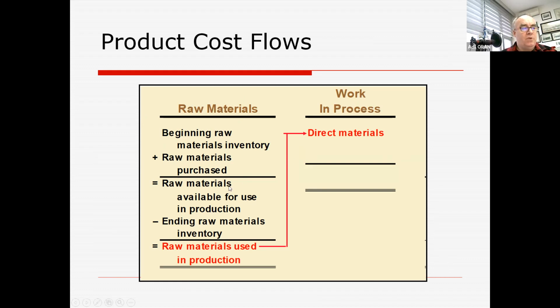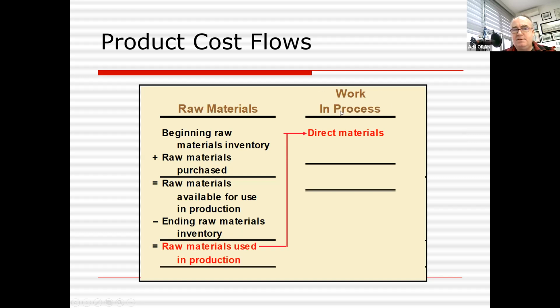But typically not all of this will be used in production. So as a result, you probably at the end of the year have some ending raw materials in your balance sheet, in your inventory. So if you deduct that, this calculated amount are the raw materials that were sent into the production process during this period.